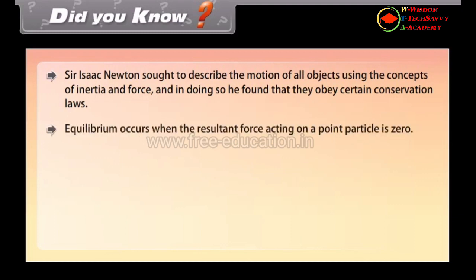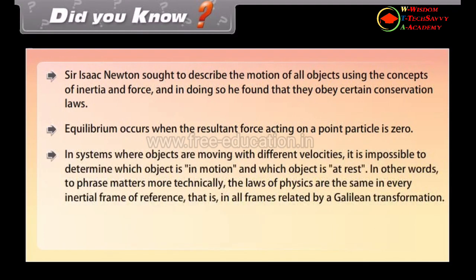Equilibrium occurs when the resultant force acting on a particle is zero. In systems where objects are moving with different velocities, it is impossible to determine which object is in motion and which object is at rest. In other words, to phrase matters more technically, the laws of physics are the same in every inertial frame of reference, that is, in all frames related by a Galilean transformation.